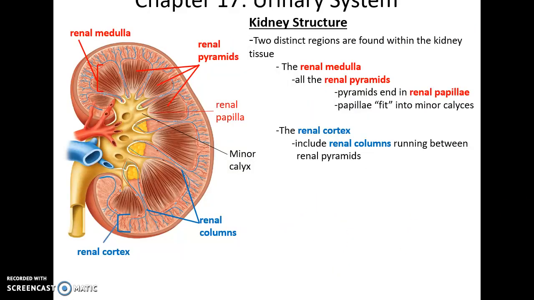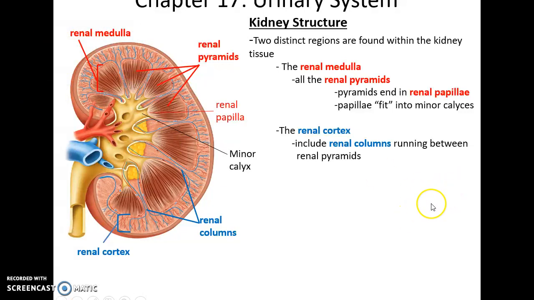The kidneys have two distinct areas, darker areas and lighter areas. The darker areas are called the renal medulla, so each one of these areas is a part of the renal medulla. One of these areas by itself is called a renal pyramid, so all of the renal pyramids together make up the renal medulla. And the renal pyramids fit into the papillae of the minor calyxes.